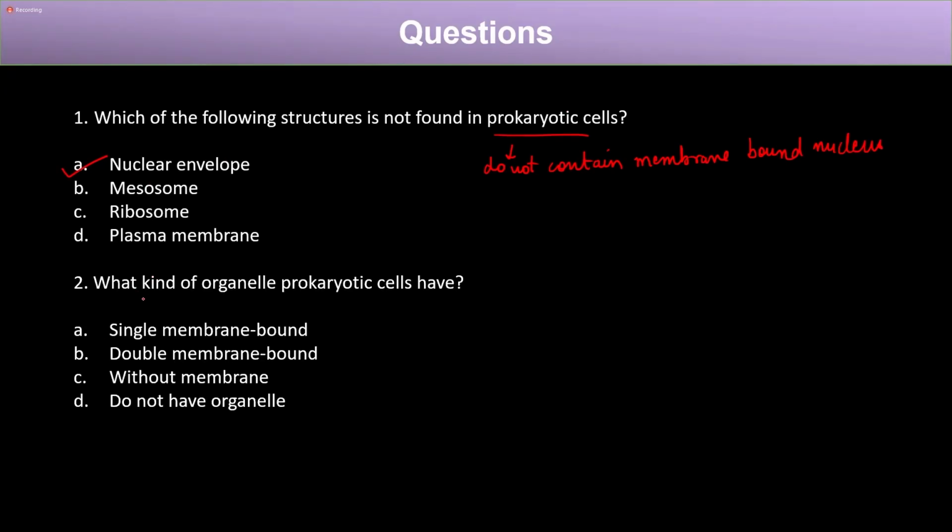The second question is, what kind of organelles do prokaryotic cells have? Does a prokaryotic cell have single membrane bound organelles, double membrane bound organelles, organelles without membrane, or no organelles at all? So if you remember the structure of a prokaryotic cell, we saw that the prokaryotic cell consists of ribosomes, right? And these ribosomes are what? These are organelles without membrane. So the correct answer will be without membrane organelle.